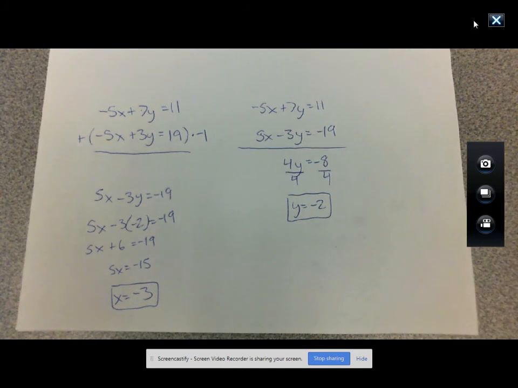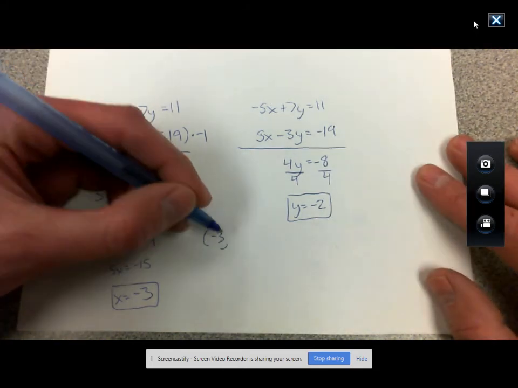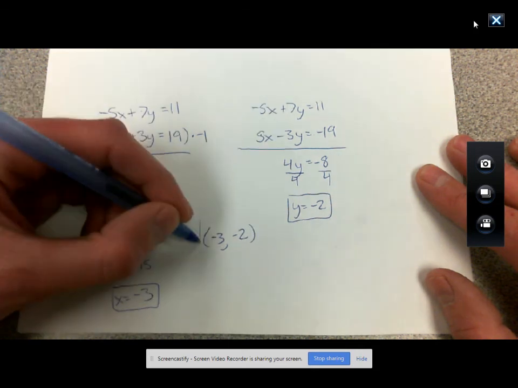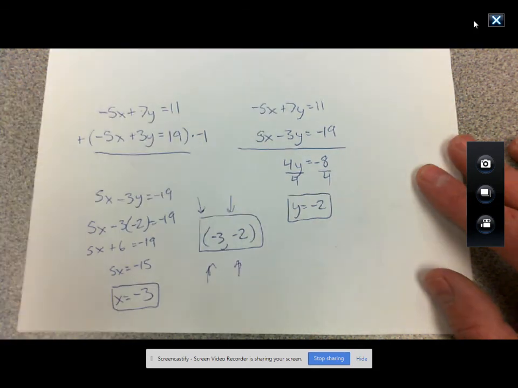All right, so I know what x has to be. I know what y has to be to make all these equations work at the exact same time. So my final solution then, x is negative 3, y is negative 2. And that's the final answer.